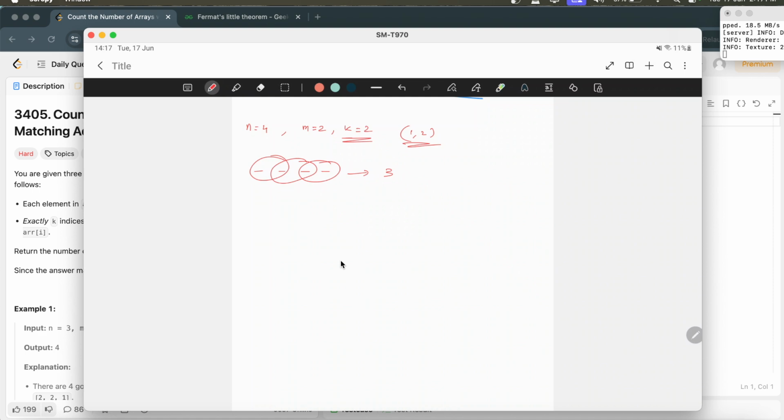Here we have to choose the locations. Two different locations are what we have to choose. Those could be anything. Out of these three, how many ways can we pick? Two ways we can pick.